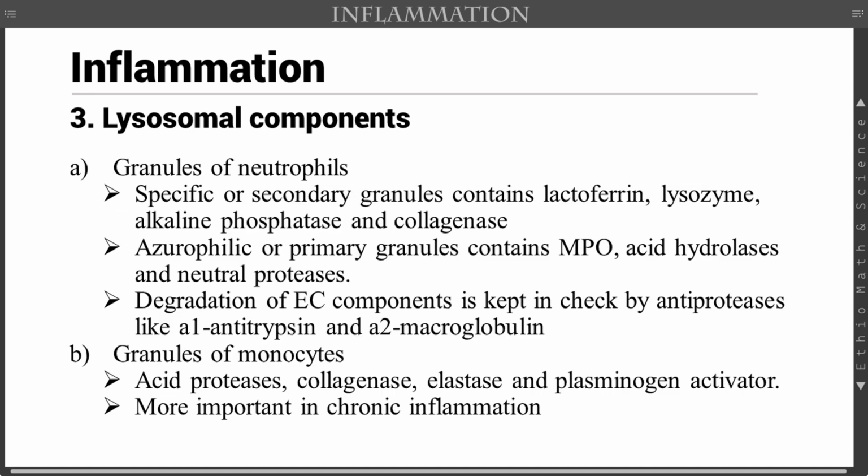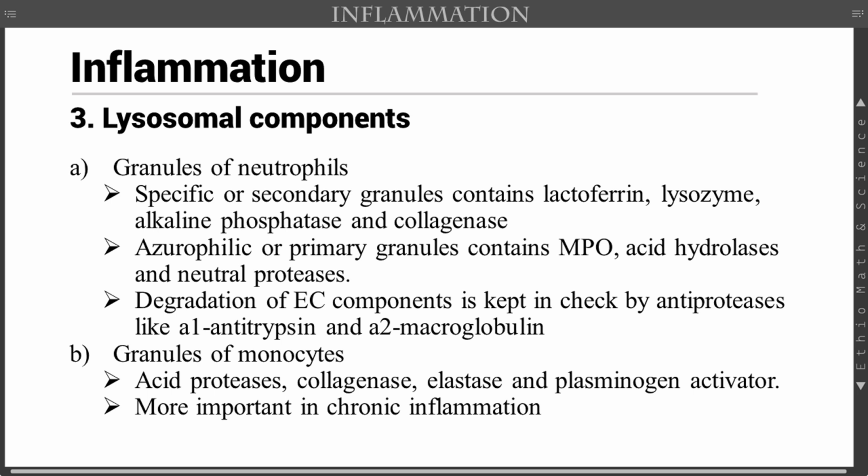Neutrophils carry two granule systems. Specific, secondary granules hold lactoferrin, lysozyme, alkaline phosphatase, and collagenase, tools for microbial growth inhibition and matrix handling. Azurophilic, primary granules contain myeloperoxidase, acid hydrolases, and neutral proteases, the heavy ordnance. When released extracellularly, neutral proteases can degrade collagen, elastin, and basement membranes. Nature counters with antiproteases such as alpha-1 antitrypsin and alpha-2 macroglobulin, elegant brakes on runaway damage.